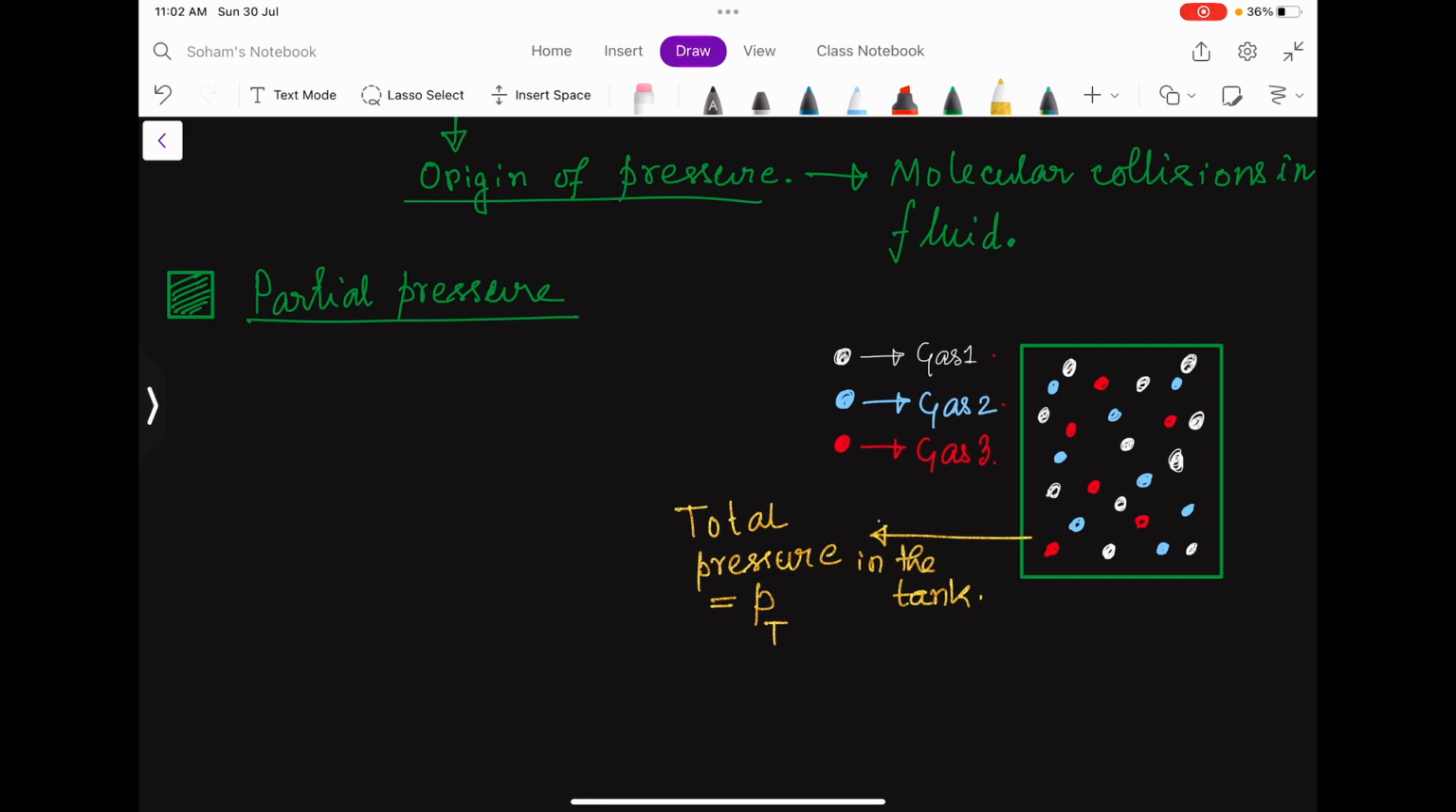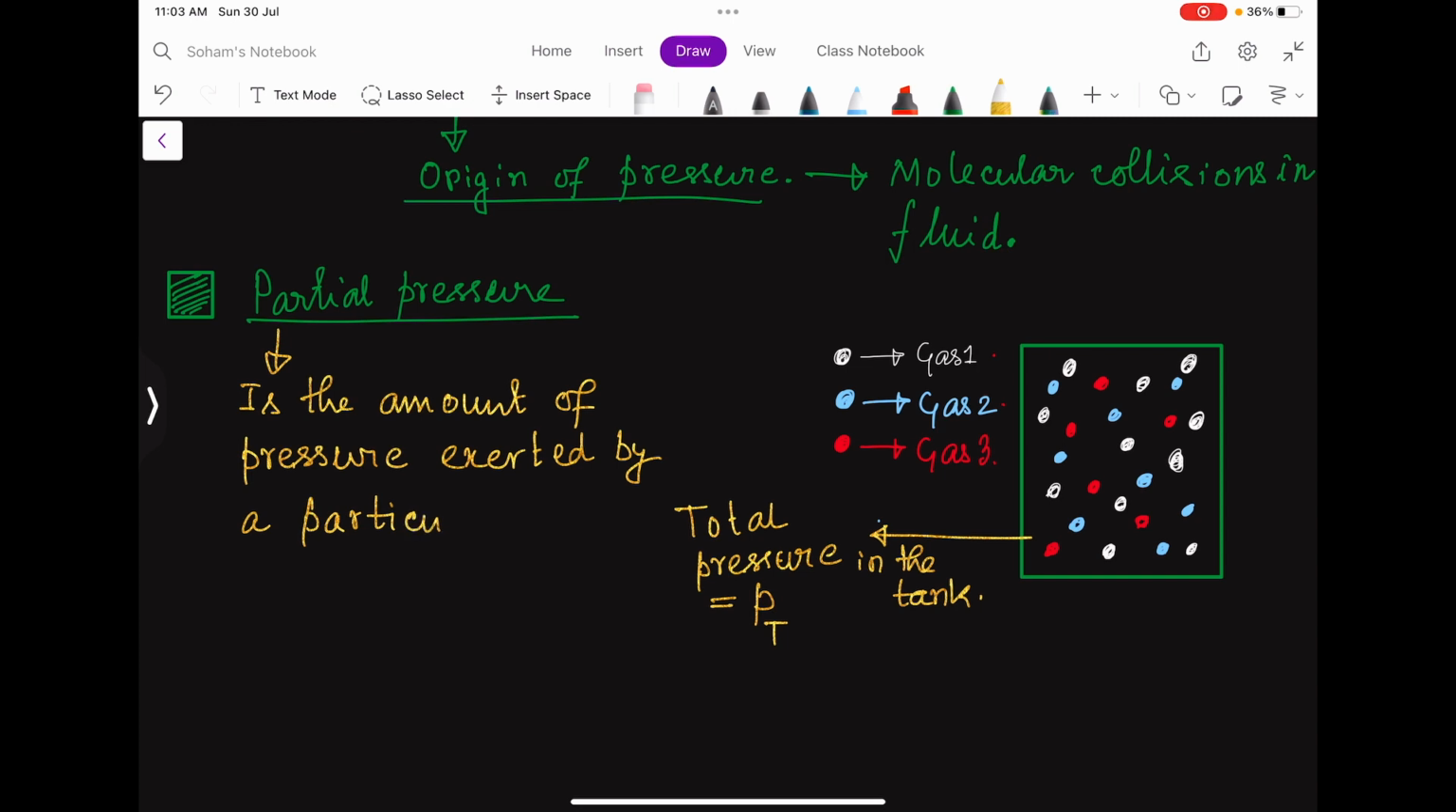So partial pressure is nothing but how much pressure is exerted because of gas 1. So partial pressure is the amount of pressure exerted by a particular component of a fluid mixture.